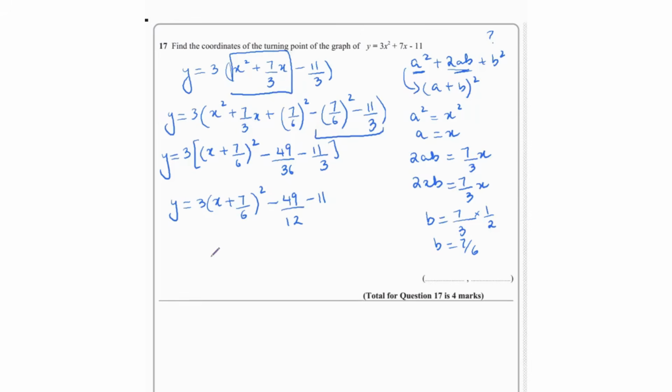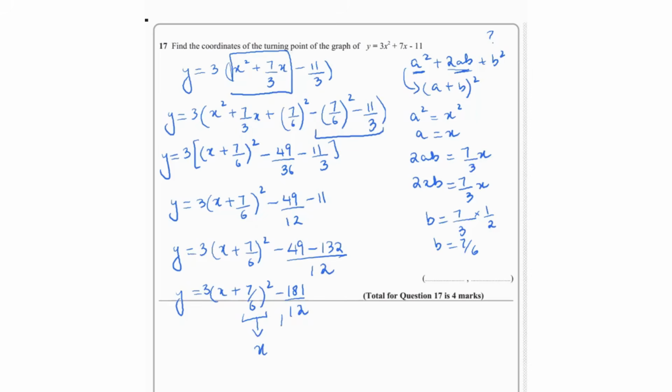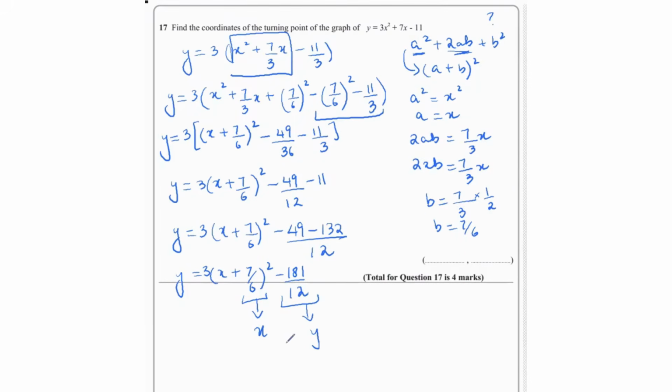Now we combine these. That's going to be 49 minus 132 over 12. So negative 49 minus 132 is 181. So this is your x value of the turning point. This is your y value of the turning point. So for this, the x value is going to be negative 7 over 6 and the y value is going to be negative 181 over 12.